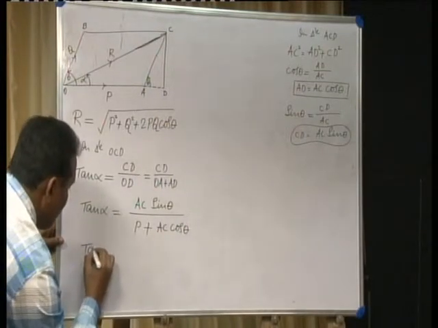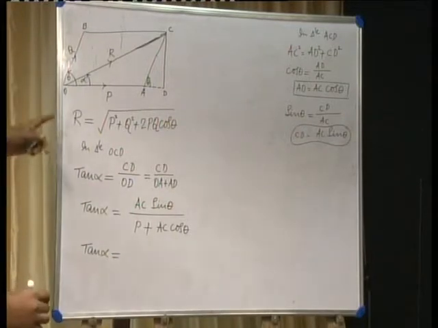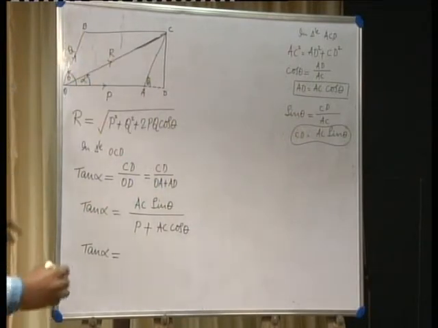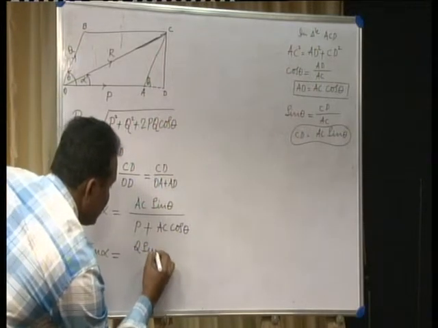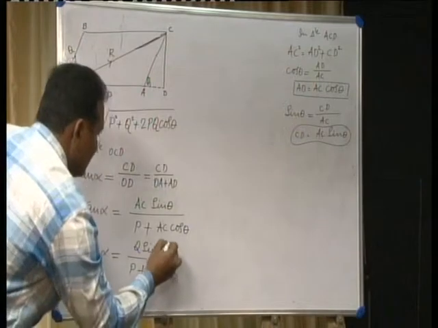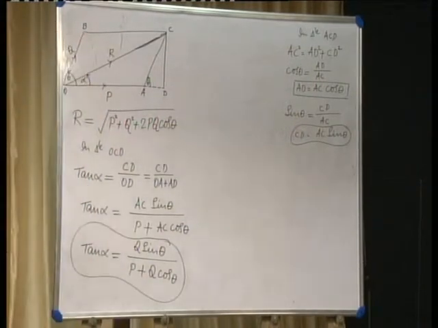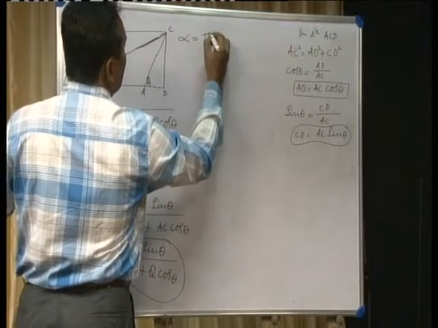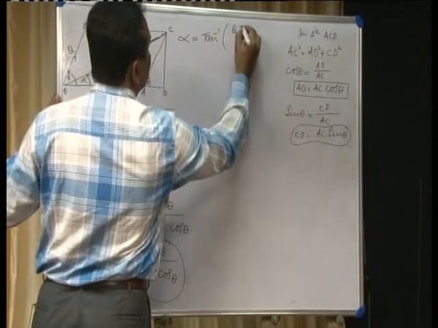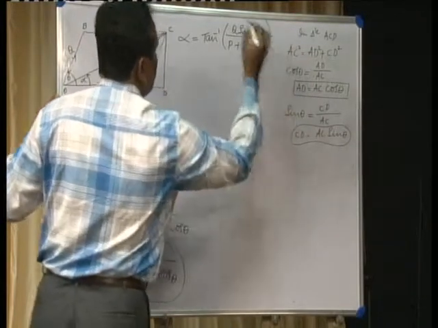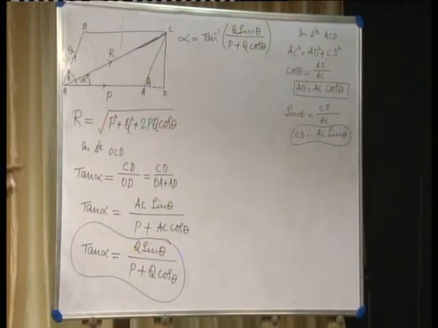Then you can rewrite this as tan alpha is equal to AC, which is the side parallel to side OB, where OB represents the force Q. Therefore, AC you can replace by Q. This is Q sin theta divided by P plus, again AC is Q cos theta. This is the equation used to find the direction of a resultant. Or even tan alpha is equal to Q sin theta divided by P plus Q cos theta can be rewritten by using the knowledge of the inverse of a function. Alpha is equal to tan inverse of Q sin theta divided by P plus Q cos theta. This is the expression used to find the direction of a resultant.